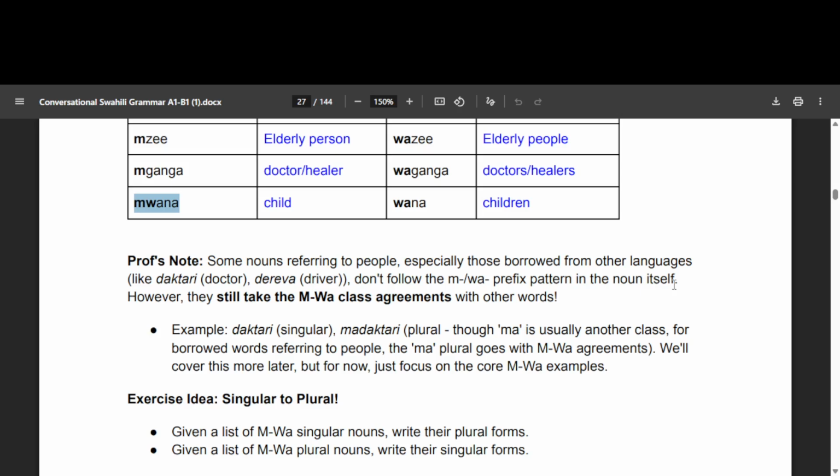Example, the word daktari is a doctor, and the plural is madaktari, doctors. Though ma is usually another class for borrowed words referring to people, the ma plural goes with m-wa agreements. We'll cover this much later, but for now, just focus on the m-wa examples, the core examples.